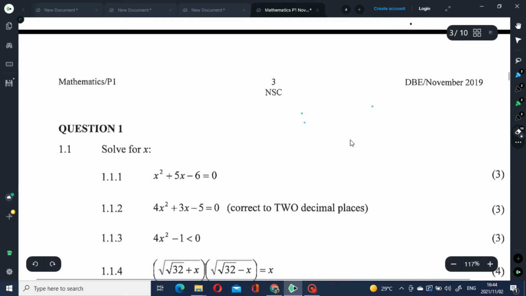Hi grade 12s. In today's lesson I'm going to solve the first two questions that look at quadratic equations. So let's have a look at the first one.